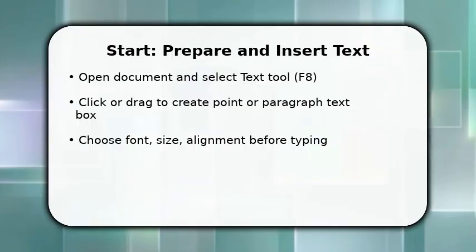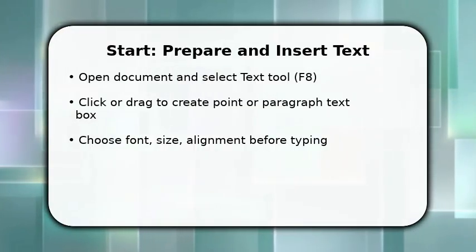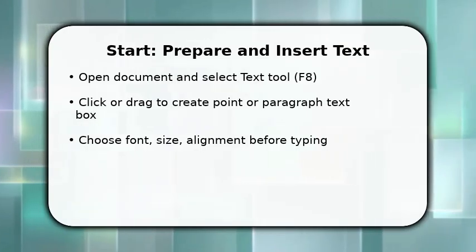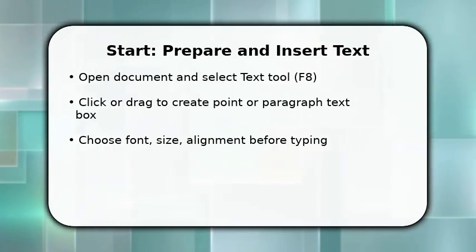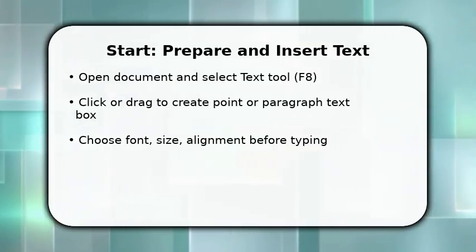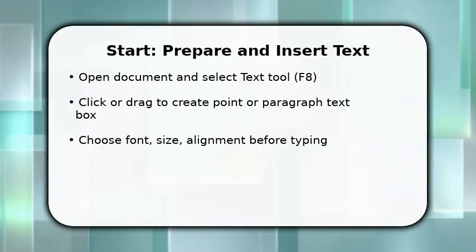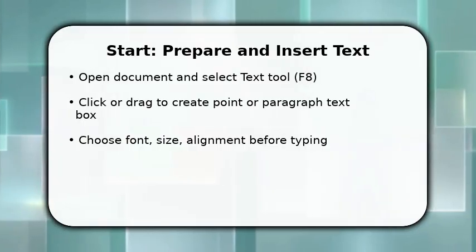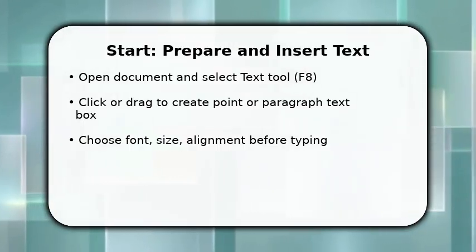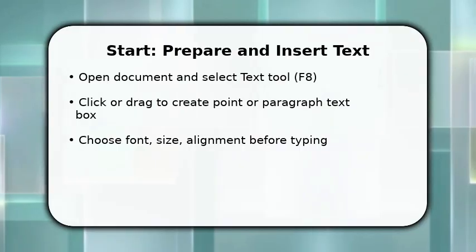Enjoy the video. You start by opening your Corel document and selecting the text tool. This is where control begins. Click for point text or drag to create a paragraph box so you control wrapping. Set font family, size, alignment, and color before entering content to avoid repeated edits. Type your first line, then press Enter for new lines or Control+Enter for manual breaks.